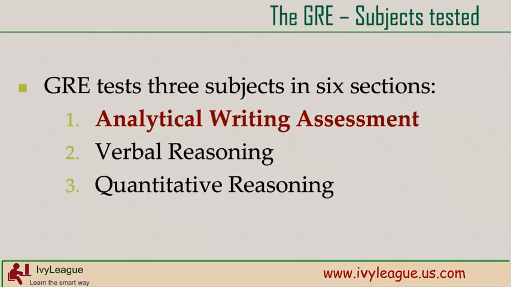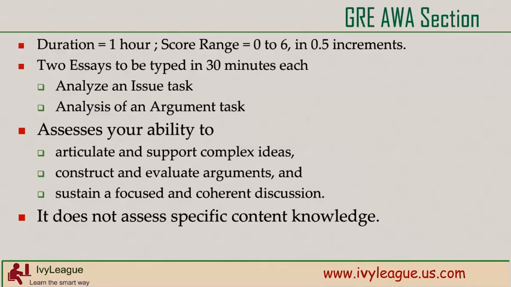So, the GRE broadly tests you on 3 subjects in the 6 different sections on the exam. The test always begins with an AWA, or Analytical Writing Assessment, followed by Quantitative Reasoning and Verbal Reasoning sections in a jumbled order. The duration of the Analytical Writing Assessment section is 1 hour, in which you have to type in 2 discrete essays, called the Analyze an Issue Task and the Analysis of an Argument Task.